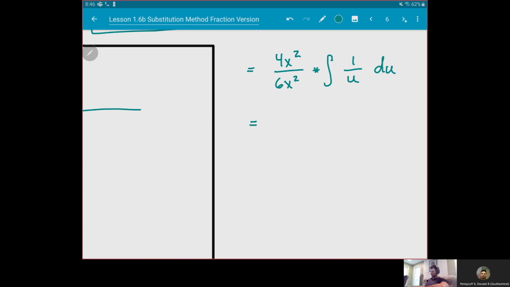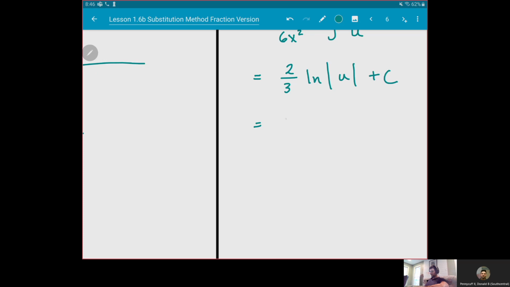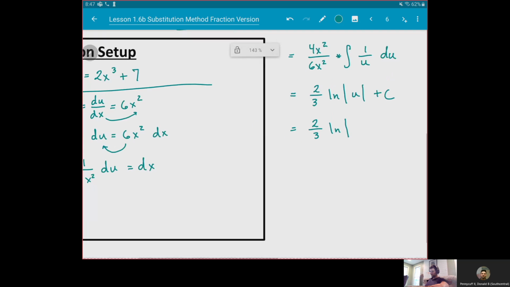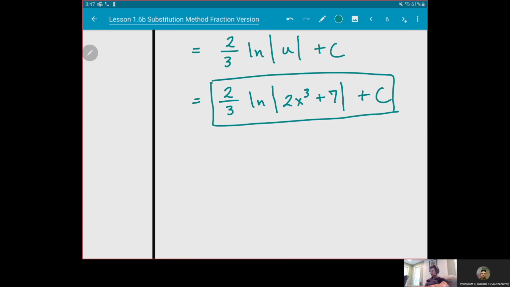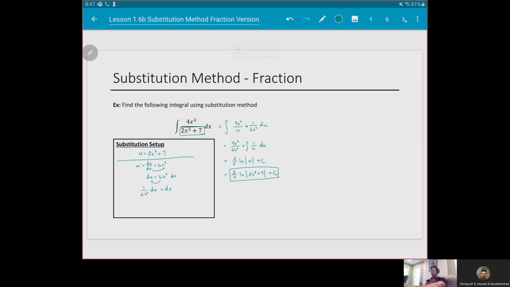And so this is going to be 2/3 ln of u plus c. Go ahead and plug in my original: 2/3 ln, and that's going to be 2x cubed plus 7, plus c. All right. And we're done. We have found the antiderivative of this problem.